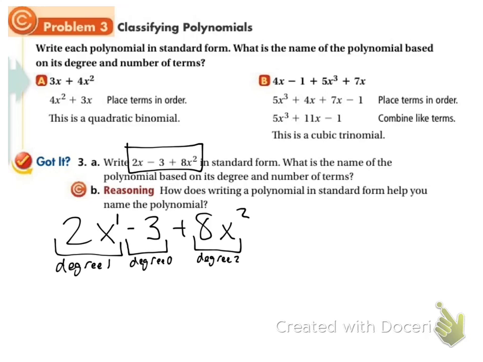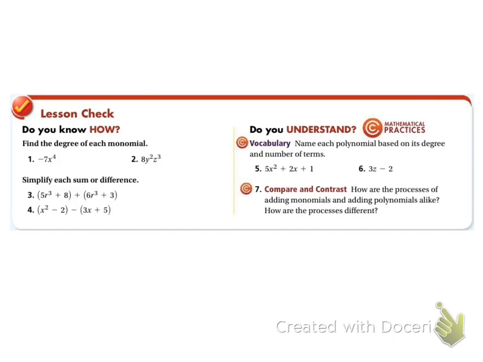So we need to rewrite those in order from biggest to smallest based on their degree. So the 8x squared goes first because it has a degree 2, plus 2x because that has a degree 1, and minus a 3 because that has a degree 0. And then we can name it. So the first thing we can look at is naming it for its degree. So the highest degree was a degree 2, so this is a quadratic. And there are 3 terms. So this is a trinomial. So its name then is a quadratic trinomial. And there's your homework.